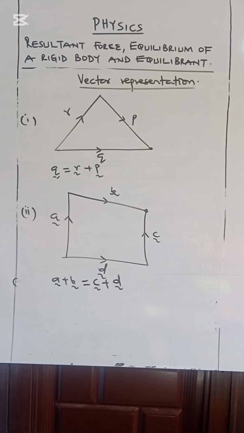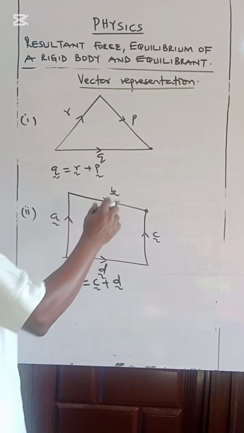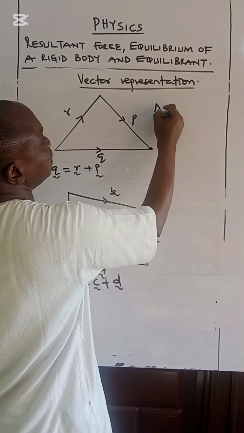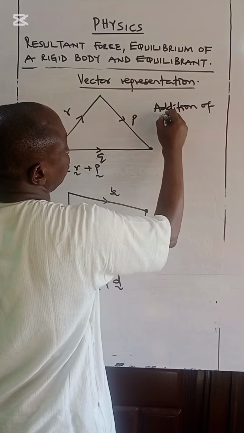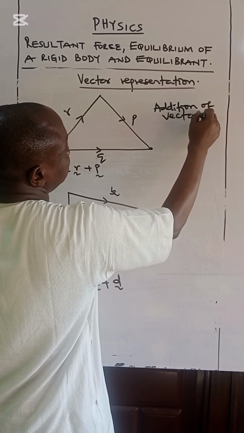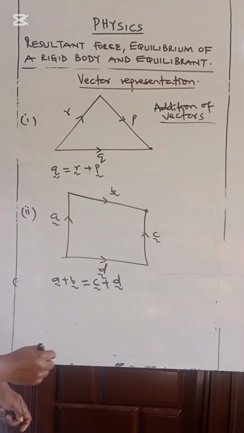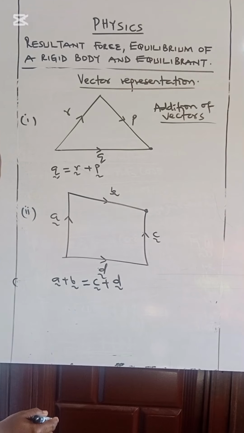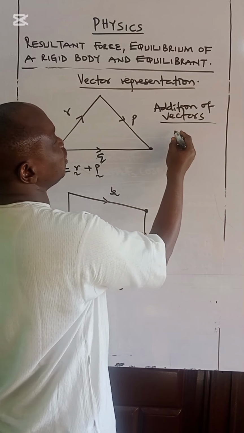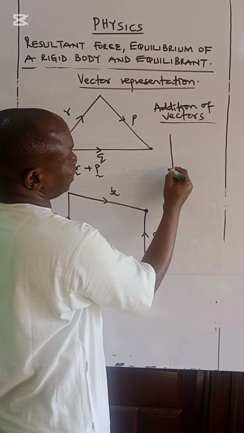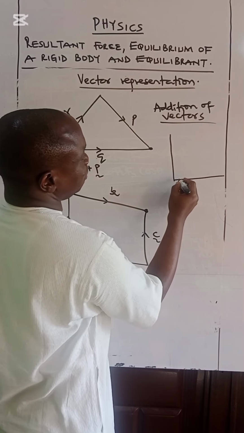This is how you are going to add vectorially. This is the addition of vectors. We are dealing with addition of vectors here. This is a vector, this is a vector. And on the representation of a vector, please take note of this again. Let's say you have a vector here.